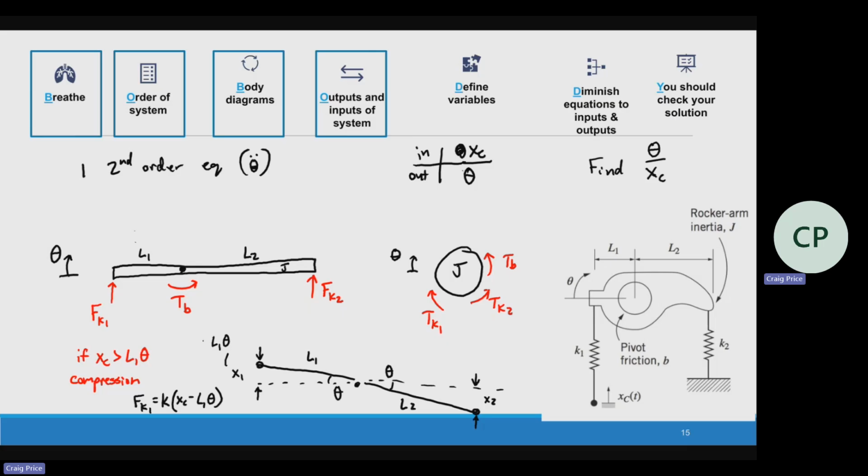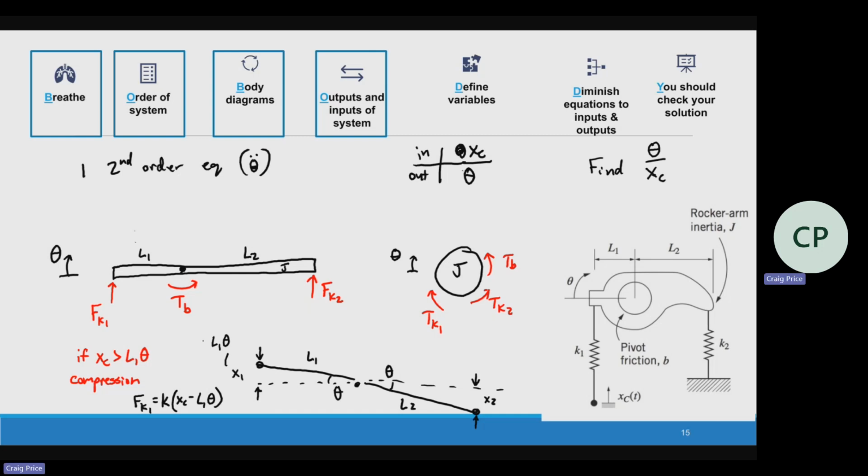FK2 doesn't have a delta. It is between the object and a wall. So therefore, it's just looking at what I could say is X2, that vertical displacement. X2 is a small part of that triangle. So I can say it's L2 sine theta, or simplified to L2 theta, and therefore my torque looks like that.